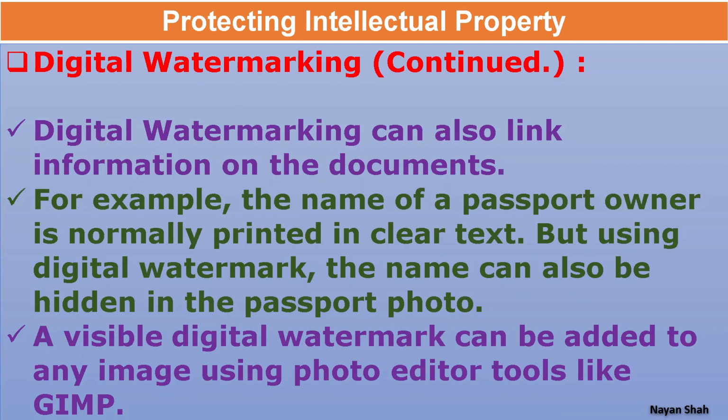Digital watermarking can also link information to the document. For example, the name of a passport owner is normally printed in clear text, plain text. But using a digital watermark, the name can also be hidden in the passport photo. This is what happens: within the photograph, our name or some particular identification number is also written, through which the official can identify whether this photograph is of the same passport holder or not.